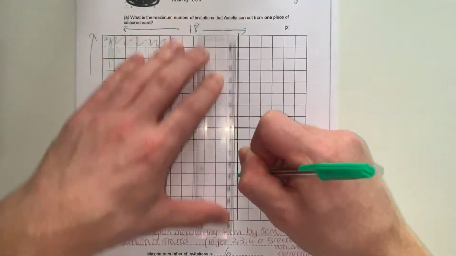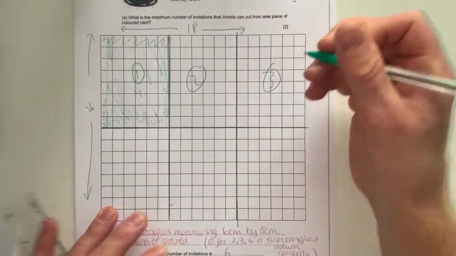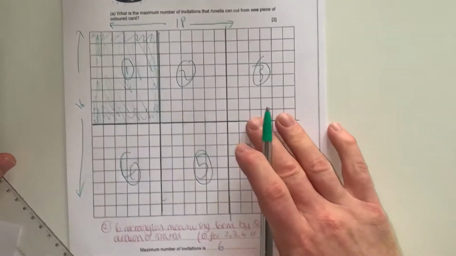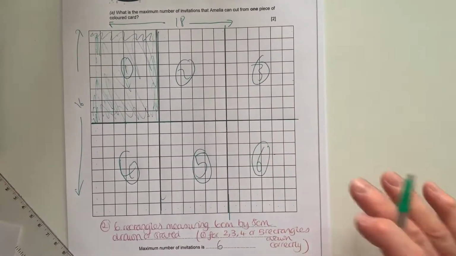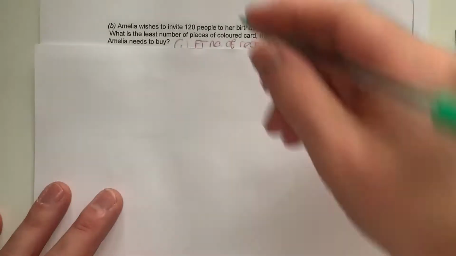Therefore, what is the maximum amount you could have? Well, it's 1, 2, 3, 4, 5, and 6. Okay, nice and easy. Okay, so she wants to invite 120 people.